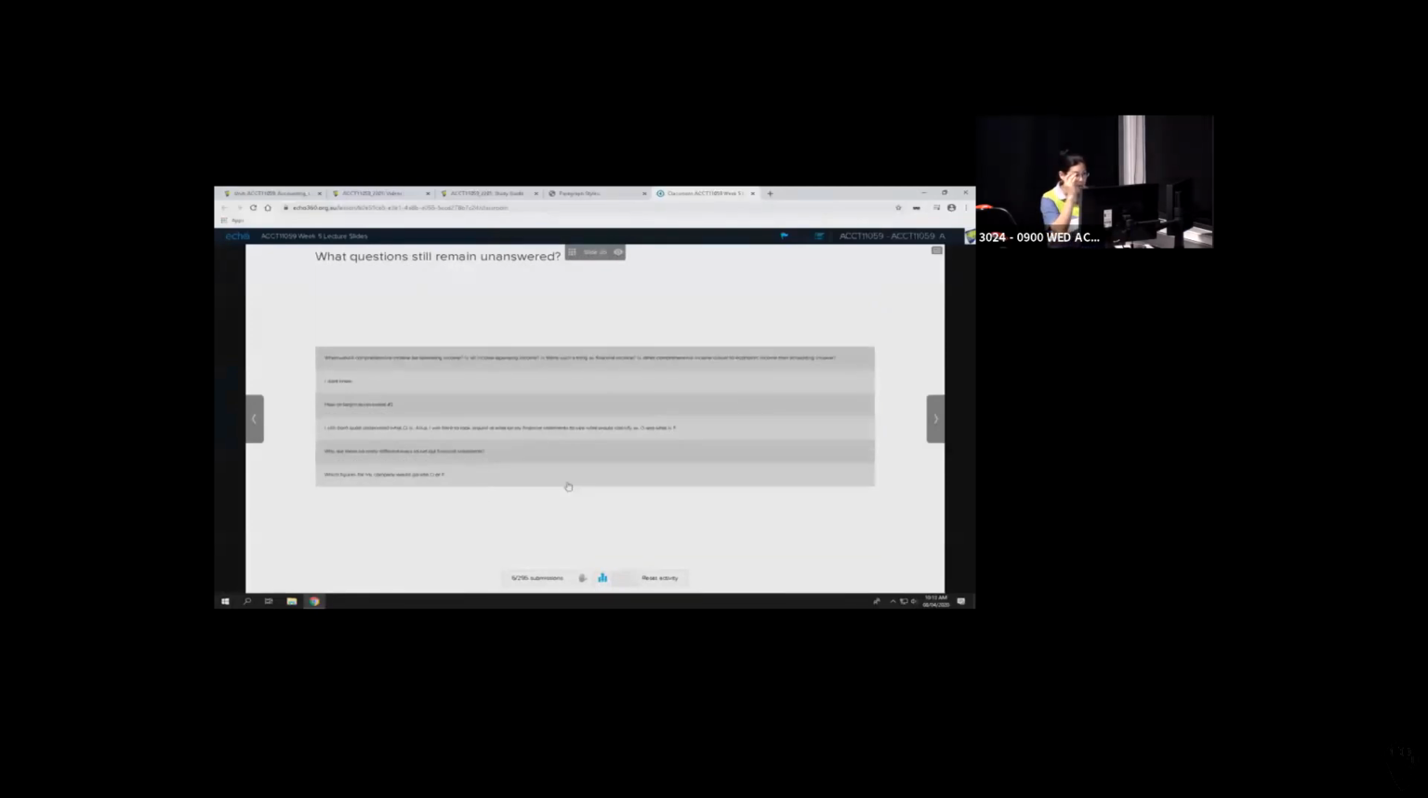When would comprehensive income be operating income? Is all income operating income? Is there such a thing as financial income? Is other comprehensive income closer to economic income than accounting income?